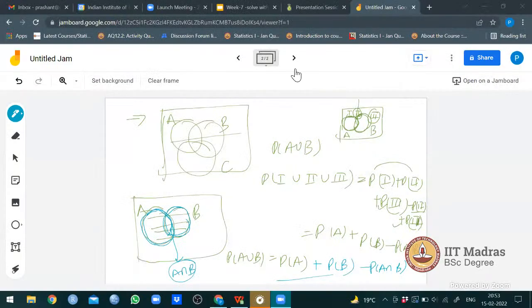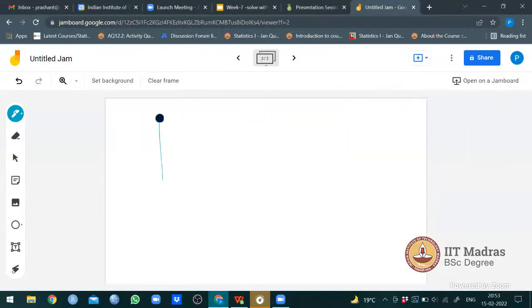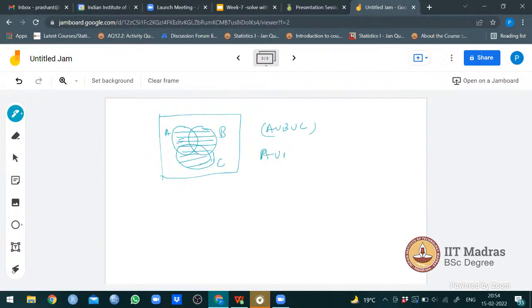You can also visualize with the Venn diagram. Let me share my screen. This is your A, this is your B, and this is your C. What will be A union B union C? This whole region, 0.6. So what will be the complement of A union B union C? Everything except this, all this green shaded region, which is 1 minus this region. So 1 minus 0.6 is 0.4.